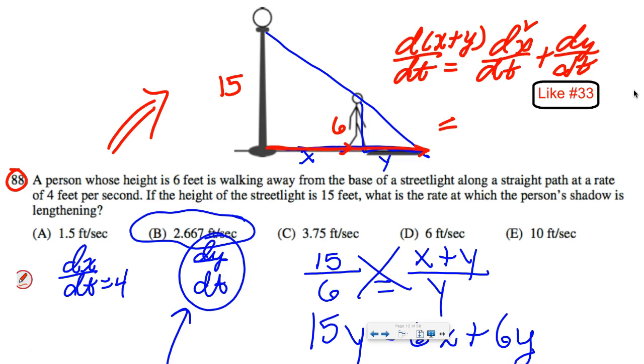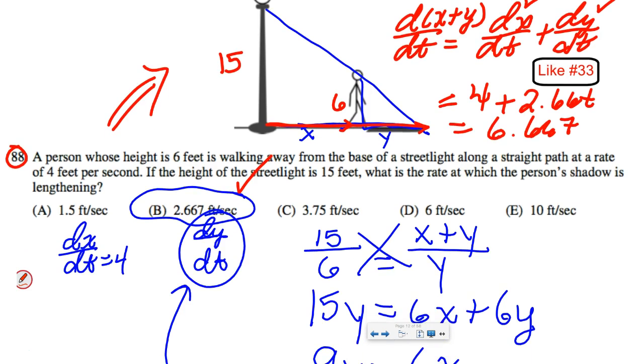So really all I need to do is add up those two rates. The rate that he's moving plus the rate that his shadow's moving will be the rate that the tip of the shadow is moving, which would be dx/dt, given to me as 4, and I just found dy/dt to be 2.667 or 8/3, right? So the rate that the tip of the shadow is moving is 6.667. It's kind of interesting. The tip of your shadow moves faster than you do. It also catches up to you faster when you go that way.